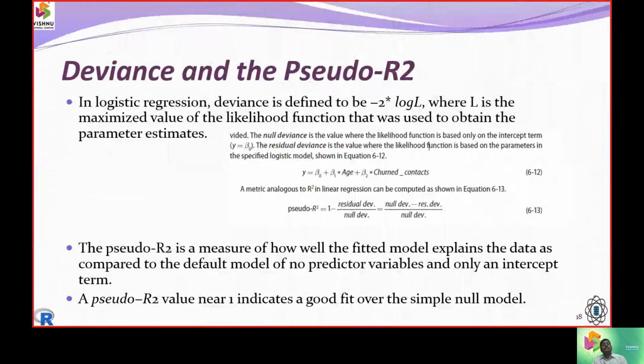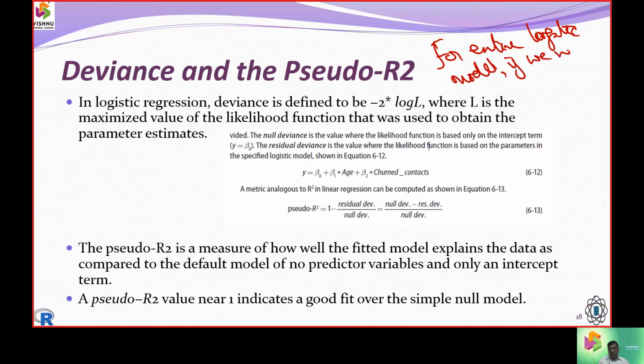Fine. Up to now, we talked only about each and every individual attribute for the model, but holistically, for the entire logistic model, if we want to estimate, then we need the R square method.